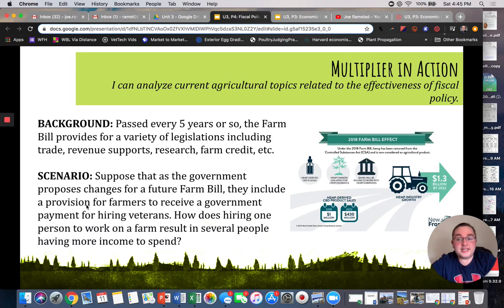Your scenario is, suppose that as the government proposes changes for a future Farm Bill, they include a provision for farmers to receive a government payment for hiring veterans, so U.S. veterans. How does hiring one person to work on a farm result in several people having more income to spend? Okay, I want you to hit pause and think about that, and we're going to introduce this concept, and it'll all make sense, okay?